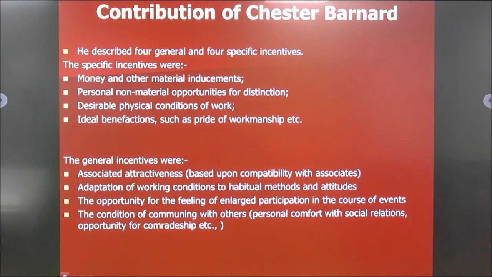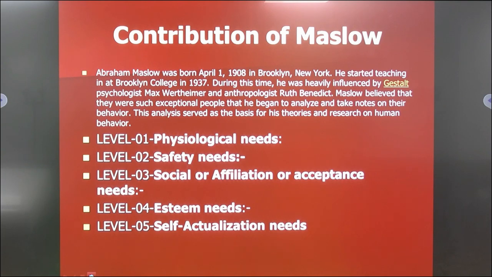Learners, Chester Bernard gave much more to society, but these are the crux of his contribution for our study purposes. Now, we are moving towards another contribution that is given by Abraham Maslow. So let's listen to a few lines about Abraham Maslow. Abraham Maslow was born on 1st April 1908 in Brooklyn, New York.